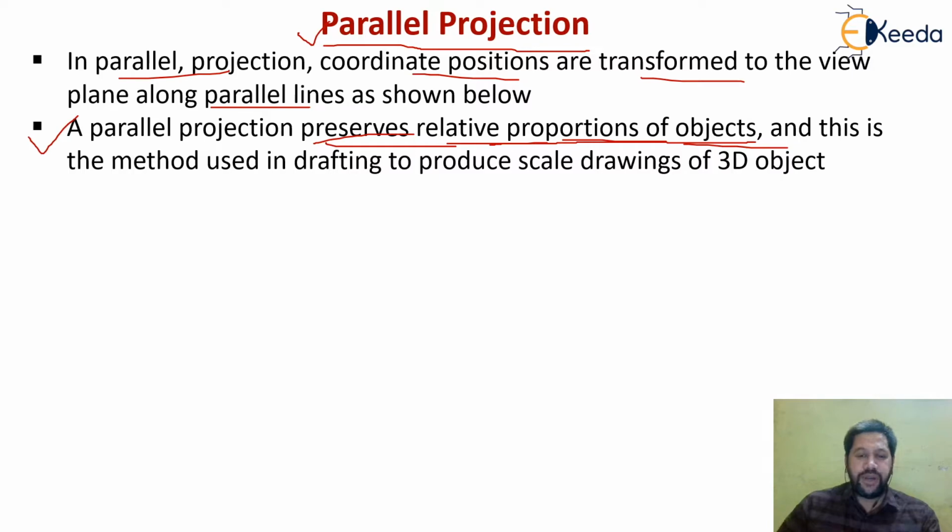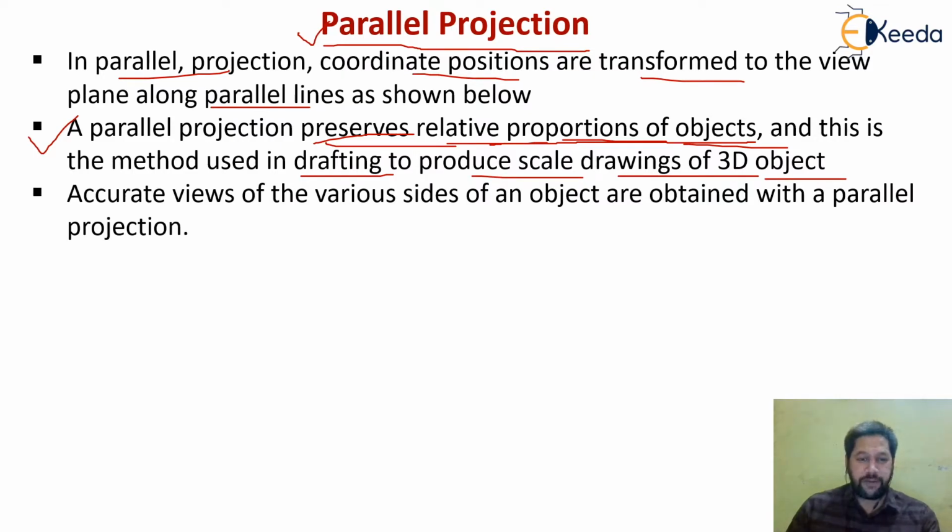So all objects and their proportionate sizes are maintained in the parallel projection, but they are not maintained in the perspective projection. This is the method used in drafting to produce a scale drawing of a 3D object, so for that purpose we are using the parallel projection. Accurate views of various sides of an object are obtained with a parallel projection.